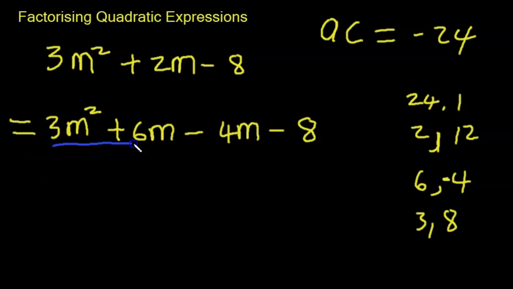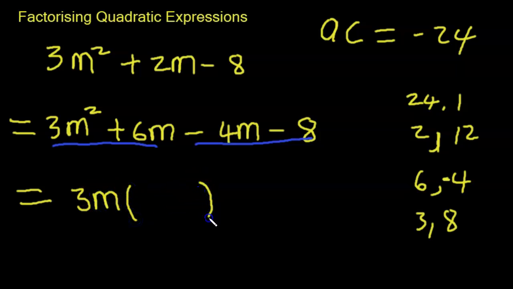Alright, and now we need to group them and factorize each group separately. So for the first group, what's our common factor? 3 is common. So 3 and 6, 3 is common factor. And then we have m squared and m, so m is also common. So now we need the terms of the bracket. We can get those by dividing each of these terms by whatever we have outside, the highest common factor, 3m. So 3 into 3, that's 1. m into m squared, that's m. So 1m. Here, m into m, that's 1, and 3 into 6, that's 2.